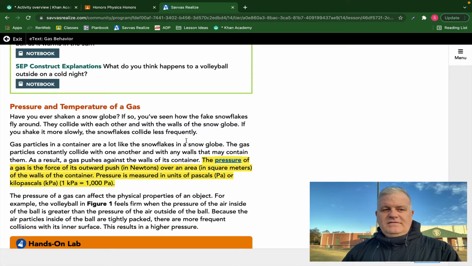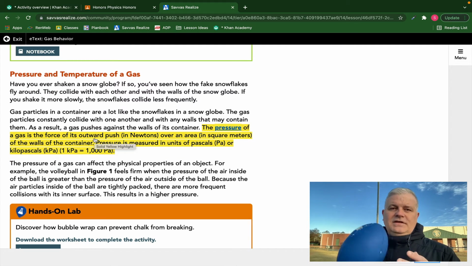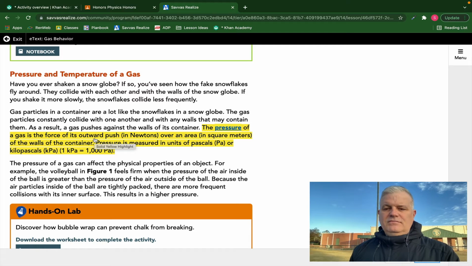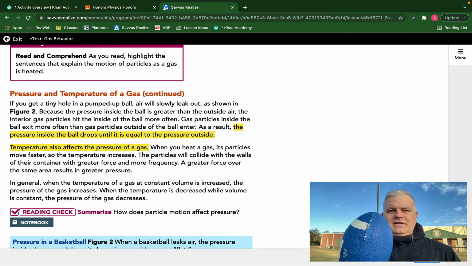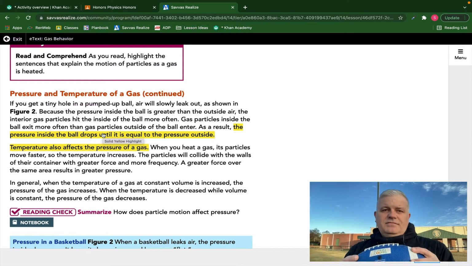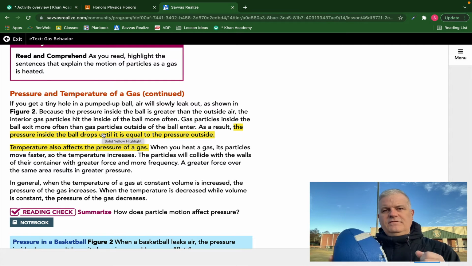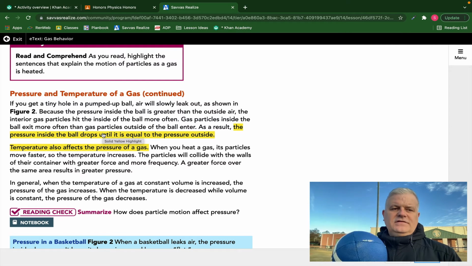So pressure of a gas is the force of its outward push on a volume. So this football has a certain pressure depending on the amount of gas that's inside of it. Pretty easy to calculate and makes sense, right? Simple stuff. So we're going to talk about two gas laws, but before we do that, make sure that you realize the pressure inside of this ball drops until it's equal to the pressure outside if there's a hole, and over time it will do the same. So you can see this ball needs to be inflated, and there's a little nozzle here where you can pump air into it, and it increases the volume of the gas inside of this ball.